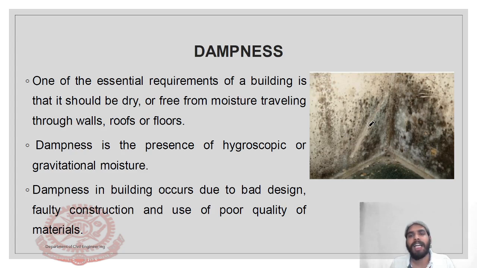This is a side of a room which contains black patches. This is due to the accumulation of water. So what is dampness? I can say it's a dampened wall. Dampness is the presence of hygroscopic or gravitational moisture. You have studied what gravitational moisture and hygroscopic moisture are. We used to say this pertaining to soil. While discussing soil, we used to say there are two types of water, hygroscopic water and gravitational water.